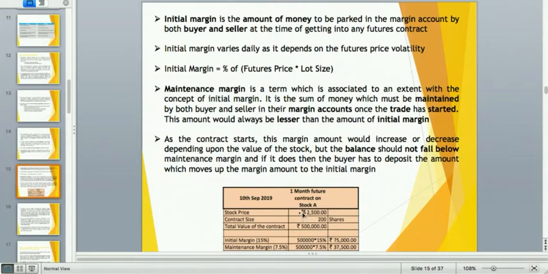Now let's say everything remains the same, and I bought on 10 September a 1 month future contract on stock A, when the stock price was 2500. Let's say on just the next day, 11 September, the future price closes at 2530 rupees. So the investor would have made a gain of 30 into 200, which is 6000 rupees. The gain would be credited in the account and debited from the account of the seller. That's what we are saying here.